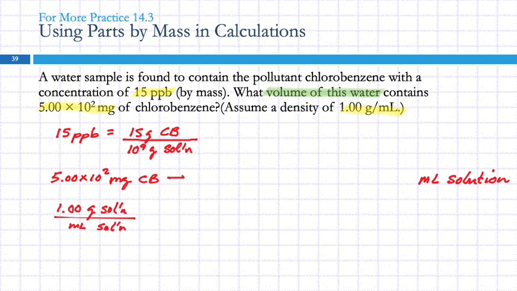So from milligrams, if I look at these, I don't see milligrams anywhere. But could I convert milligrams to grams? Yeah, that would not be a problem. Well, now in this factor, we have grams of chlorobenzene to grams of solution. Grams of chlorobenzene can go to grams of the solution. And then this density allows us to convert grams of solution to milliliters of solution.